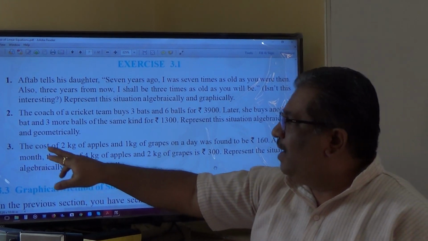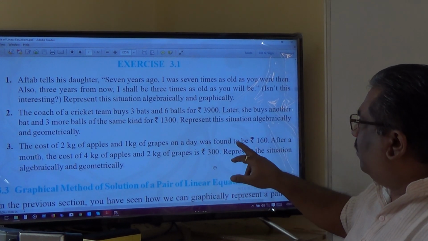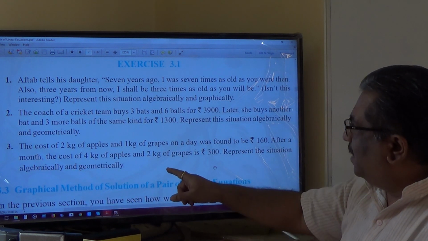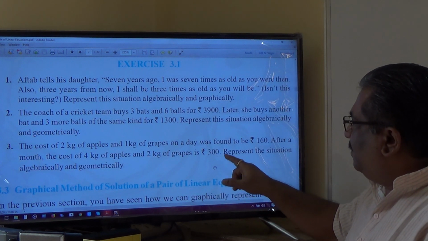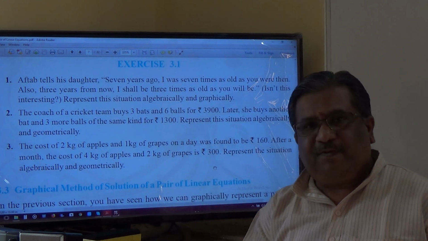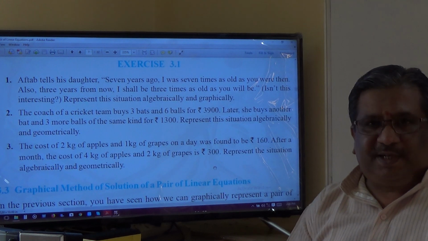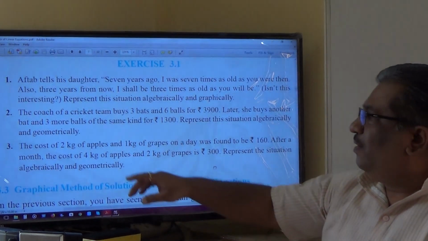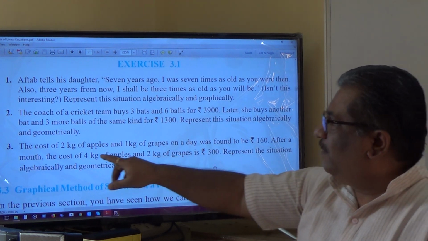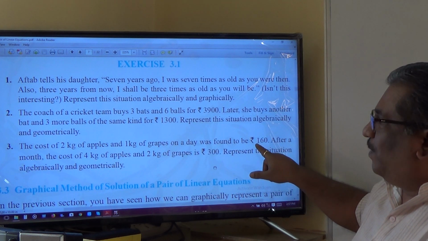Next situation. The cost of 2 kg of apples and 1 kg of grapes on a day was found to be rupees 160. After a month, the cost of 4 kg of apples and 2 kg of grapes is 300. Represent the situation algebraically and geometrically. We need to form a pair of linear equations, which is the algebraic representation, and plotting of a graph is the geometrical representation.